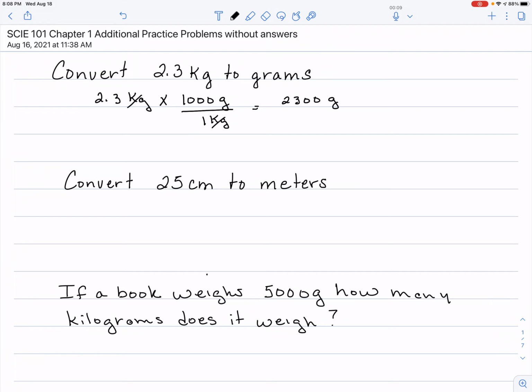Now in the next one, you're asked to convert 25 centimeters to meters. So 25 centimeters is the quantity you're going to convert. You look up on your conversion table, and you see in 1 meter, you have 100 centimeters. Always check your units, so the only unit you're left with is meters, and you wind up with 0.25 meters.